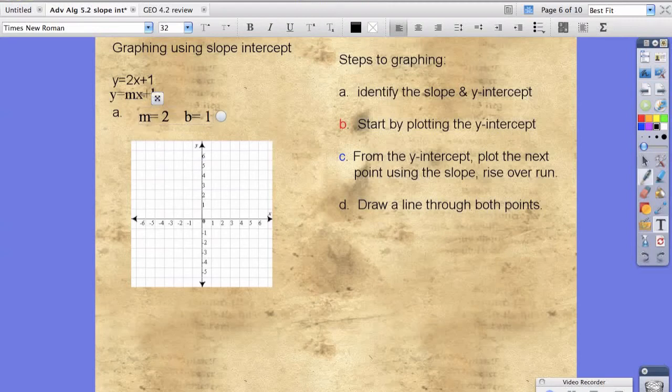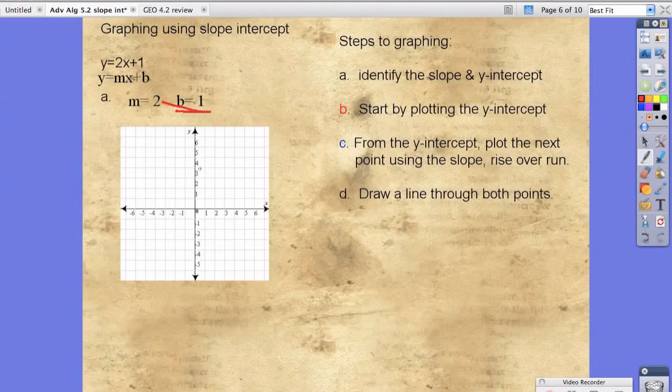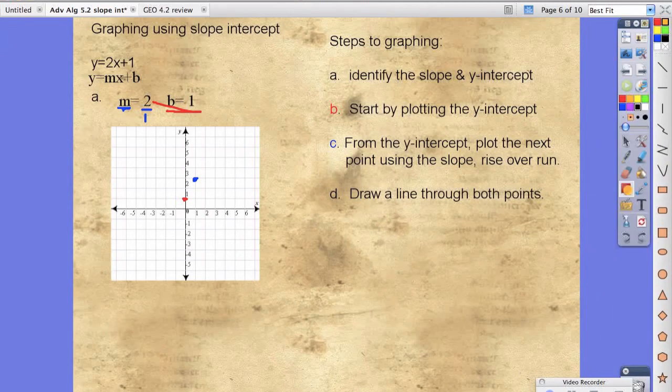B says start by plotting the y-intercept. The y-intercept is 1. Therefore we're going to go up 1, and this is going to be our y-intercept. Our slope is 2, because part C says from the y-intercept, which we did in red, plot the next point using the slope, which is rise over run. If we look at our slope in blue, it says rise over run. And because we don't see a fraction, we can make it 2 over 1 by dividing by 1. So our rise is 2, so 1, 2, and our run is 1. So we go over 1. We make a point right there. Then part D says draw a line through both points. So I'm going to pull up my line tool, and I'm going to draw the line. And here is our line.